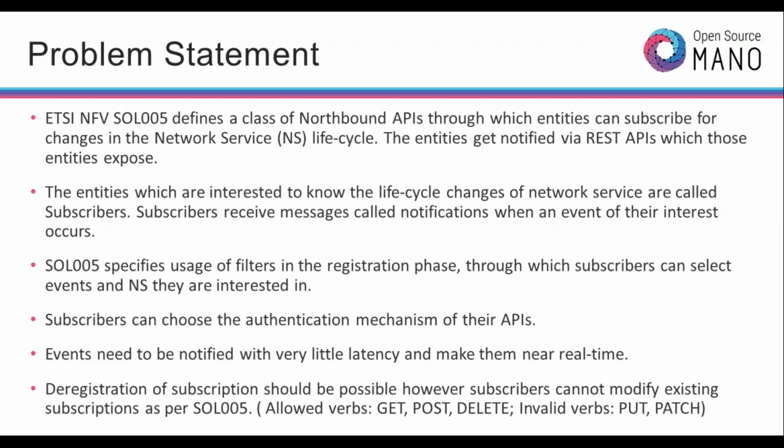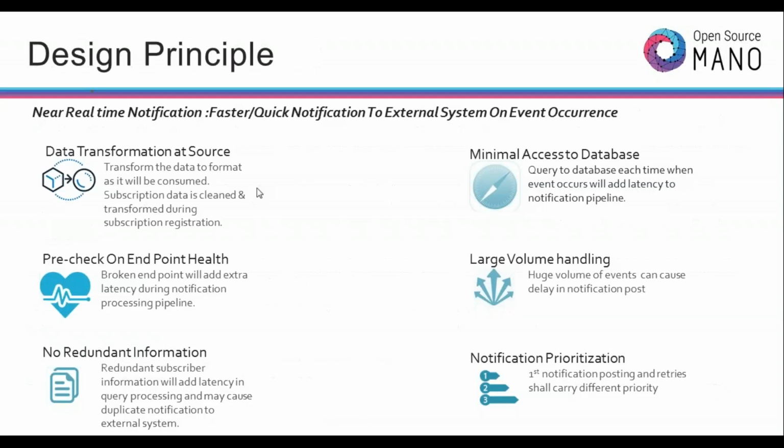The core fundamental design goal is to have notifications of the network service lifecycle received as fast as possible. For that we have certain design principles which we are following. One among them is data transformation at source. The filters which I talked about in the previous slide are very complicated JSON objects, like the SOL API or the SOL request body. It is so that they can choose a wide variety of combinations for events. We will see those things later, and hence whatever incoming request body there is, it is going to be very complicated. So there is some need to transform the data.